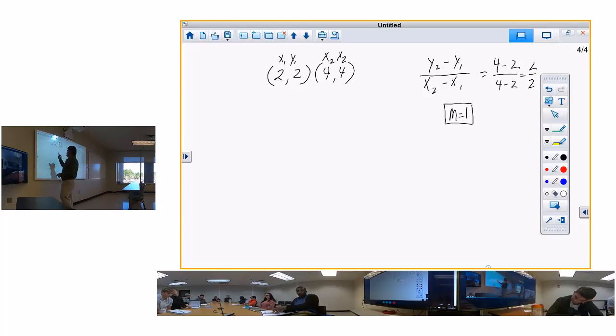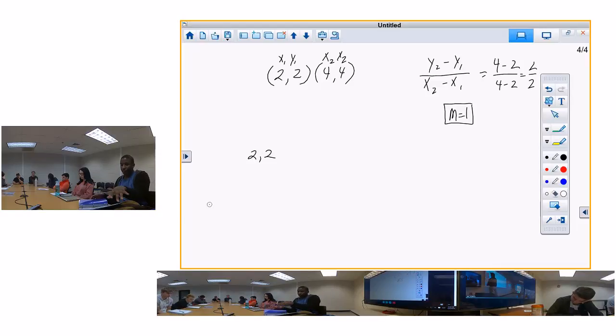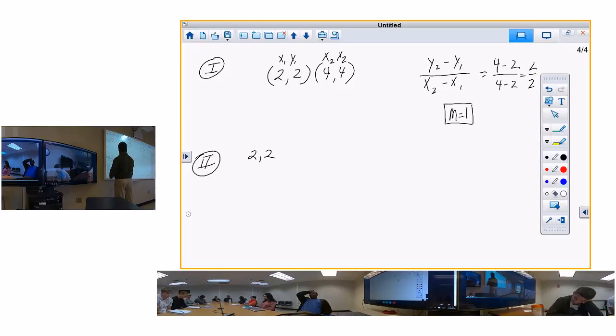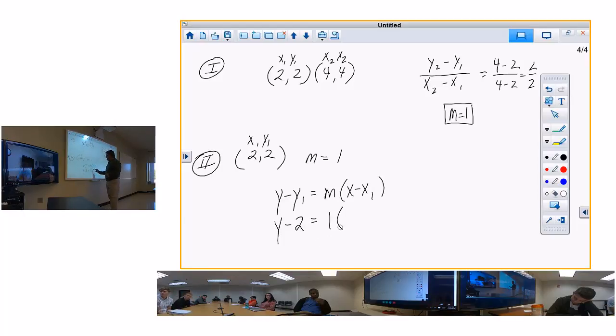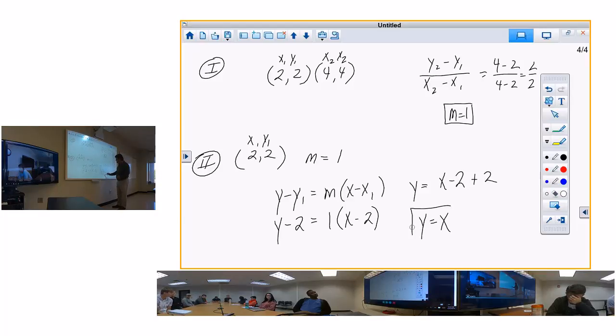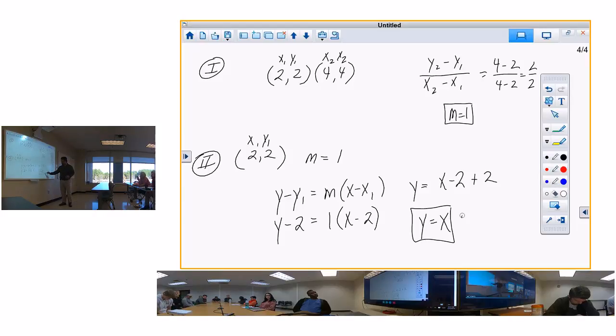Now take 1 point, we'll pick 2, 2. This is the first part, this is the second part, and we'll pick a point. That's x sub 1, this is y sub 1. And what is our slope? 1. Now I'm going to plug and chug. y minus y sub 1 is equal to m times x minus x sub 1. y minus 2 is equal to 1 times x minus 2. y is equal to x minus 2 plus 2. y is equal to x, so y is equal to 1x plus 0. I just found the equation of the line.